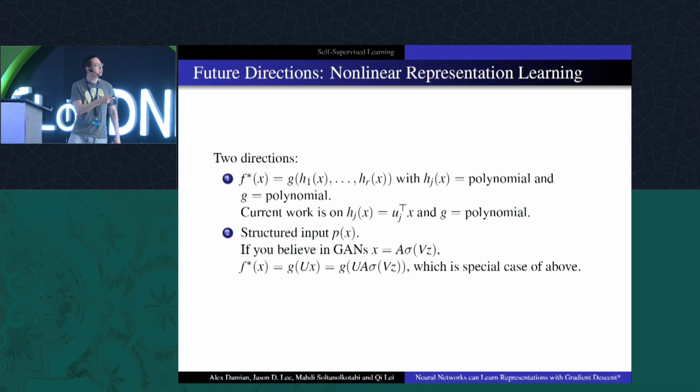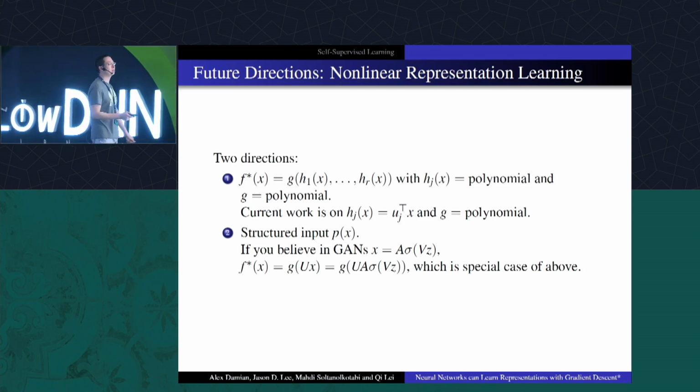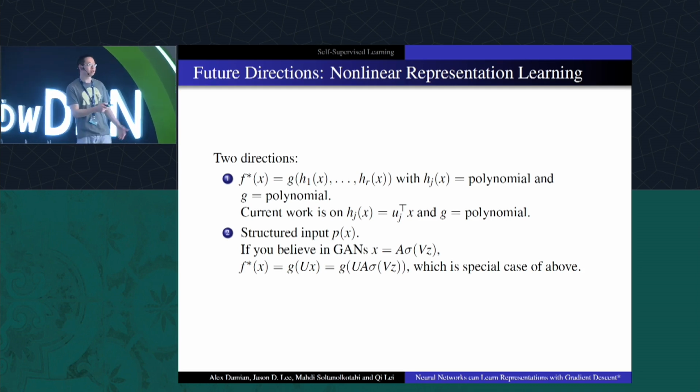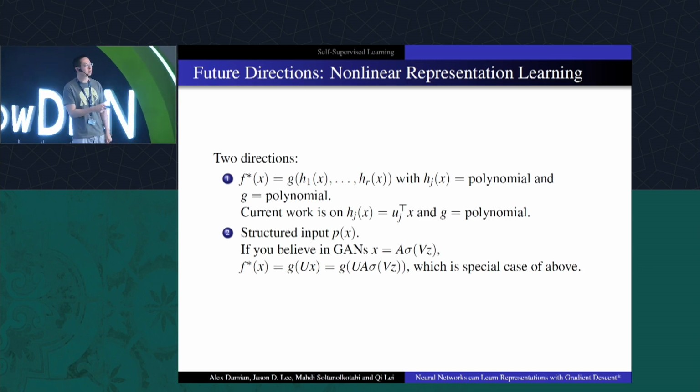Why is this an interesting model? One motivation is that it also allows you to remove the assumption that x's are Gaussian. For example, if you believe in GANs, let's say x came from a two-layer network, like A, nonlinearity of VZ, then if you can learn things of G of UX, it's exactly of this form.